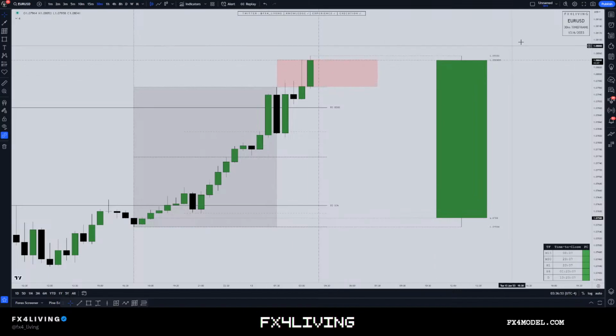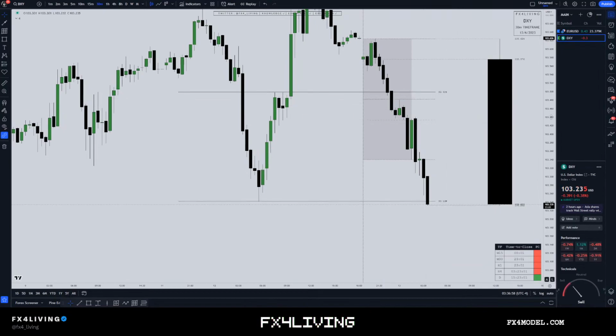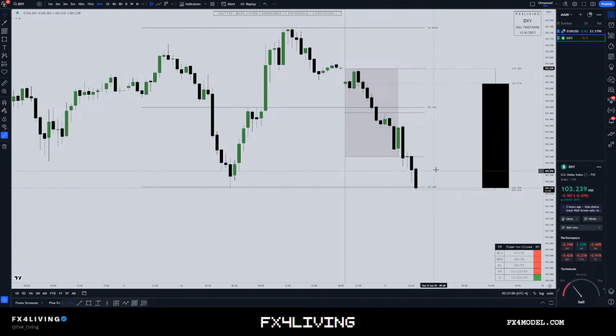The XY broke previous daily low. Okay, I can show you that. So yeah, amazing. See that? This is the kind of move that I want to see already.